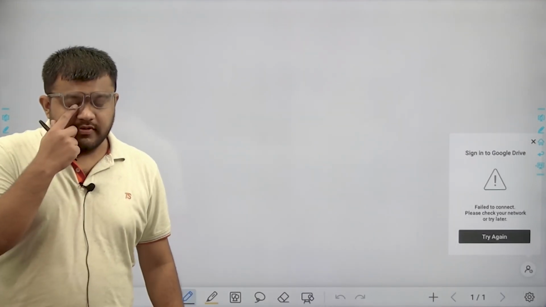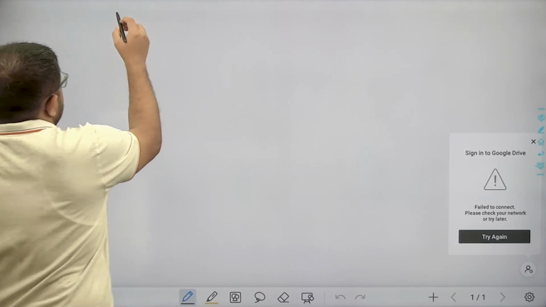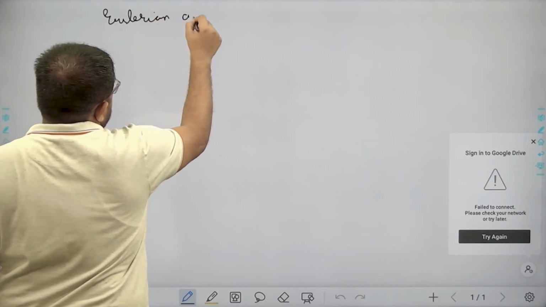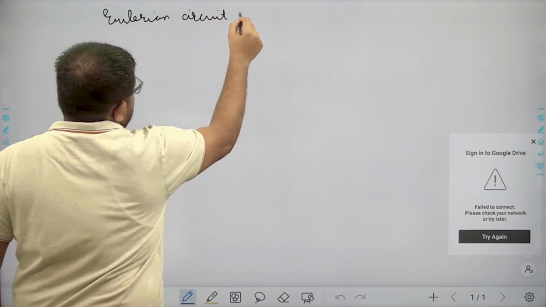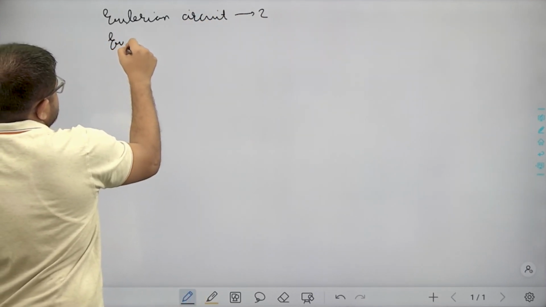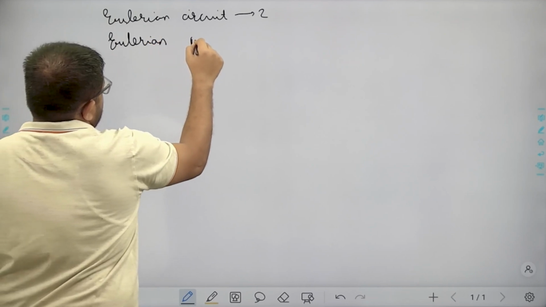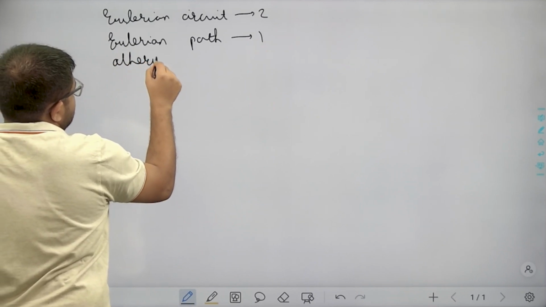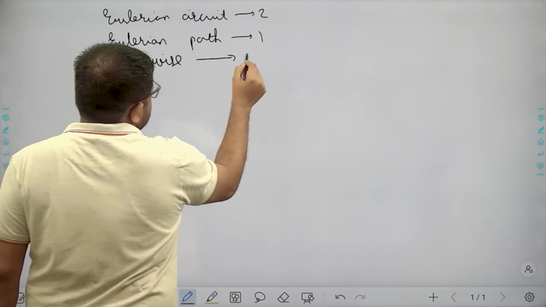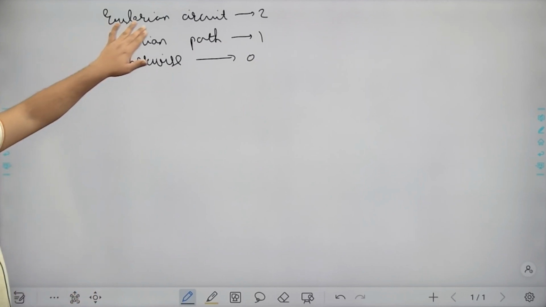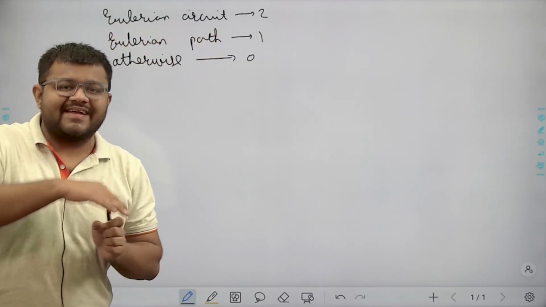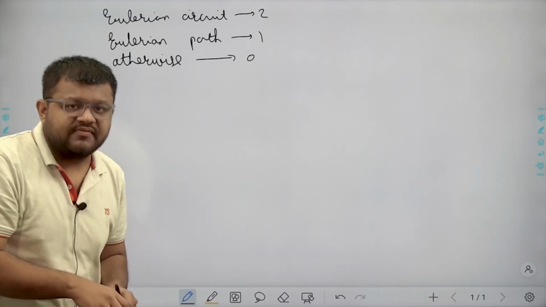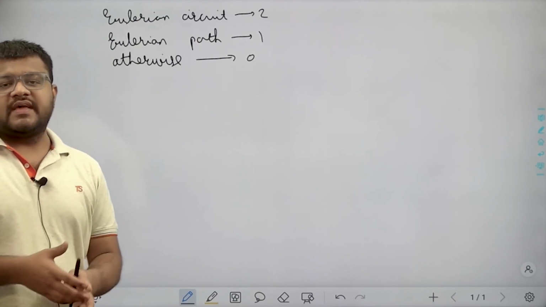So now if we think about solving this problem, then see, if our graph has an Eulerian circuit, then we need to return what? We need to return 2. If it contains an Eulerian path, then we need to return 1, and in all the other cases we need to return what? 0. Now understand one thing. What does it mean? To have an Eulerian circuit, it means that there exists a path such that it ends and starts on the same vertex and it covers all the edges exactly once.